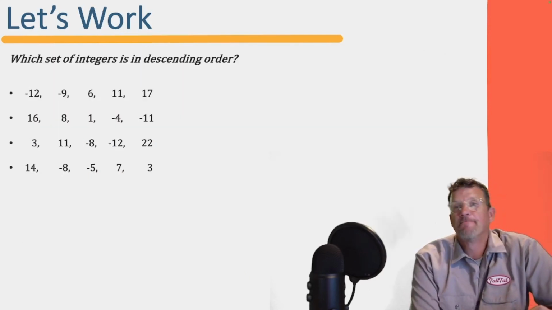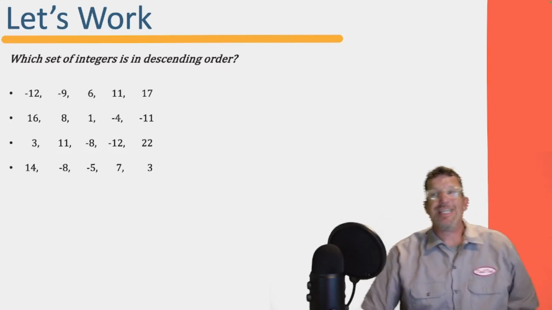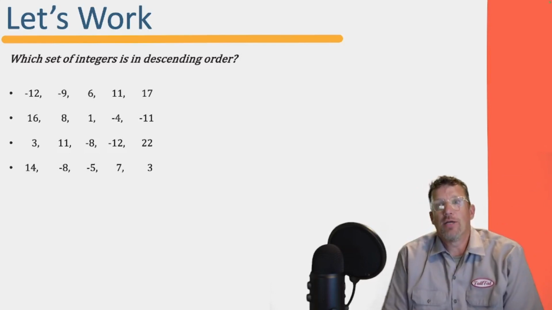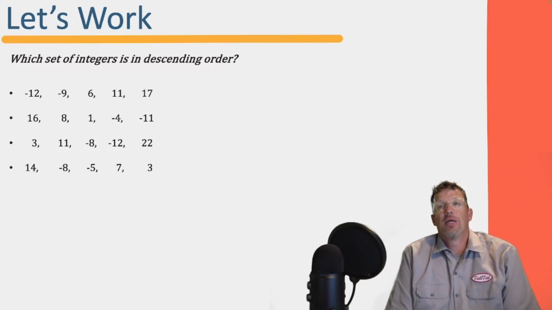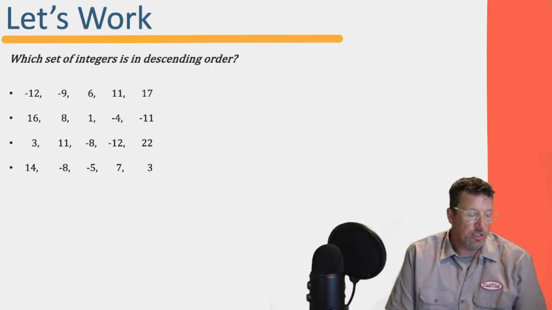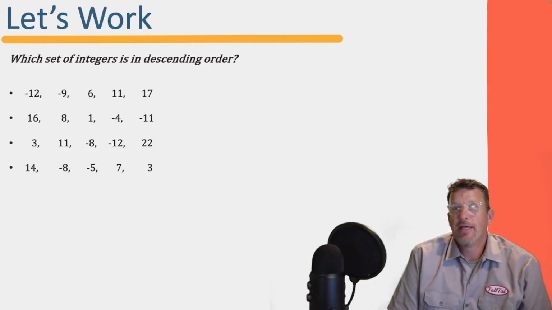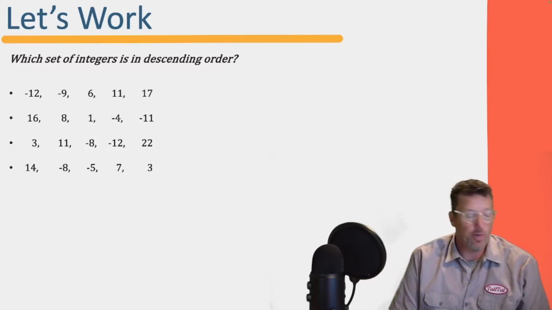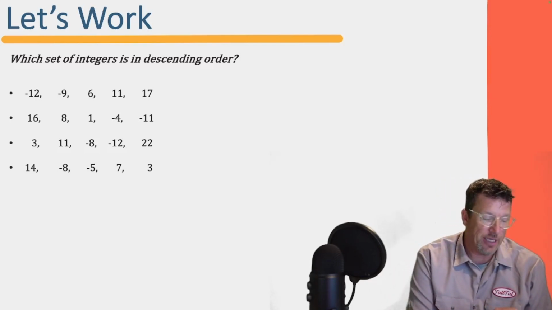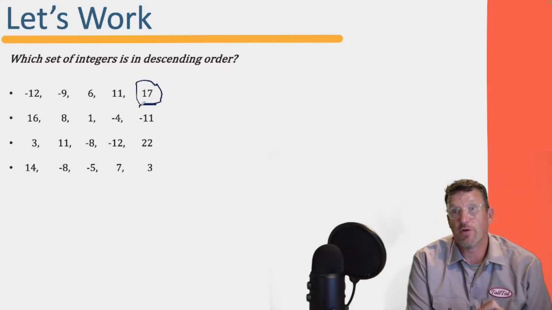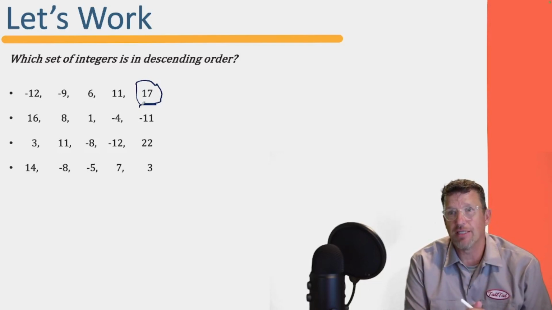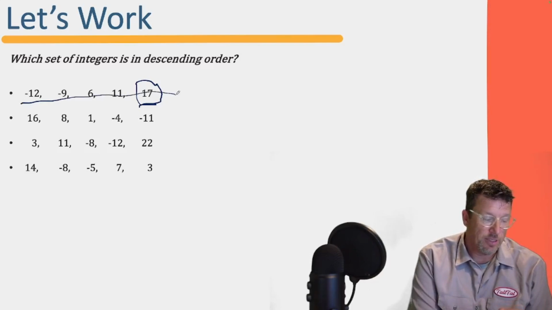And finally, it says, which set of these integers is in descending order? Well, what's descending mean? We're going downhill. Descending goes downhill. We have the greatest number first, and we're getting smaller. So let's look at the first one. We want to make sure that we have the biggest number first and we're going downhill. You can look at that first one right off the bat and say, definitely not, because 17 is a big number. If we're going downhill and we have positive and negative numbers, our first number should absolutely be a positive number, right? This one does not work.